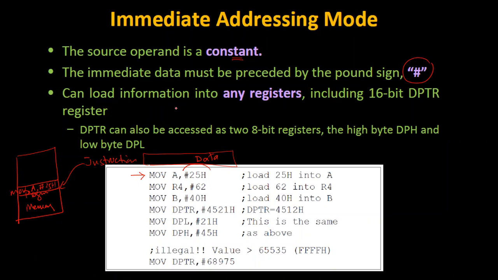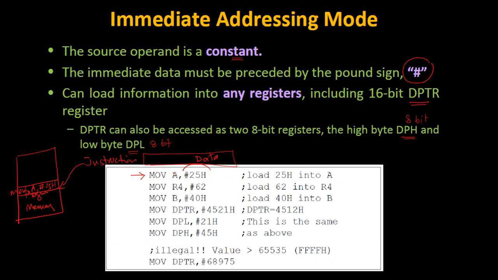So it can load information to any register including the data pointer. This is data pointer, DPTR is data pointer. And data pointer can also be accessed as two 8-bit registers, DPH or DPL. ये भी 8 bit का होगा और ये भी 8 bits का होगा. Coming back to the first instruction, इसमें data available है.